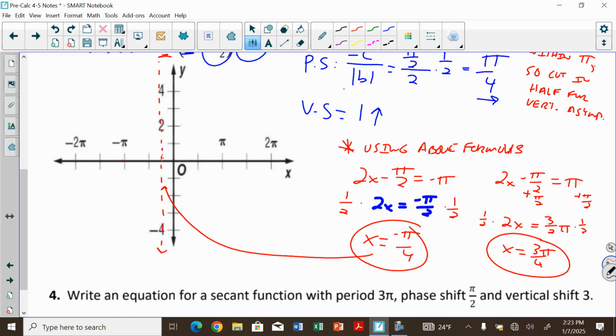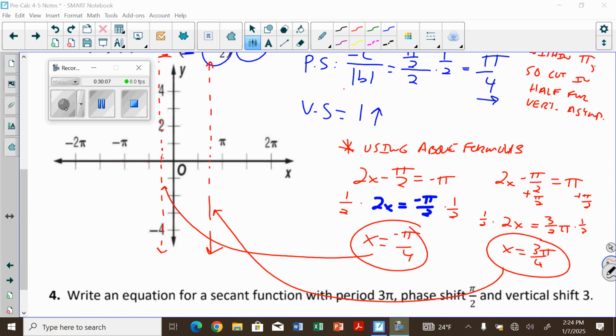Because if this is negative pi, this would be negative 1/2 pi, so negative pi over 4. And then this one, 3/4 pi, is going to go right here. Or would be that one, okay? So those would be my asymptotes. Now, there would then be one every section like that. So as we continue on with graphing this, that kind of gets us started.